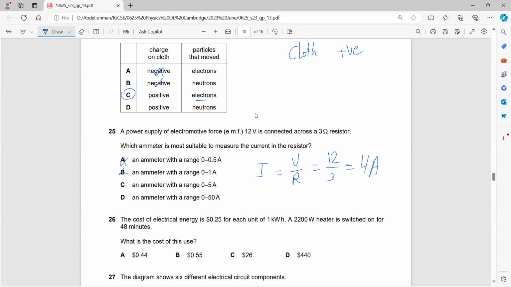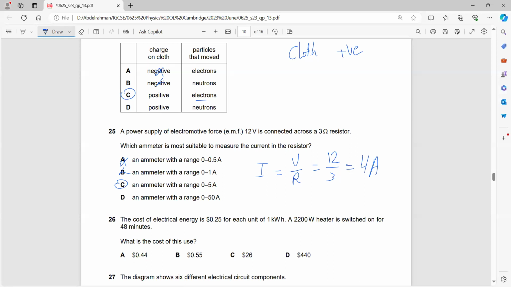So definitely A and B are wrong. Is it C or D? Yes, it is C. C would give a more accurate reading. D wouldn't be wrong, but C would give a more accurate reading. That's it. Okay.